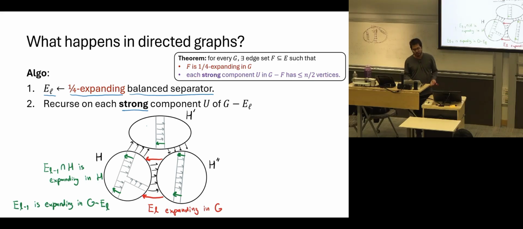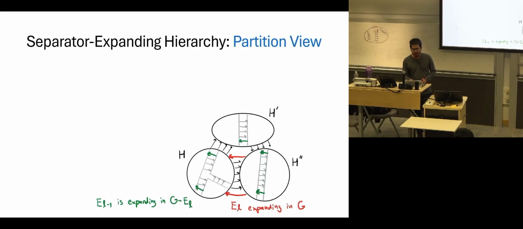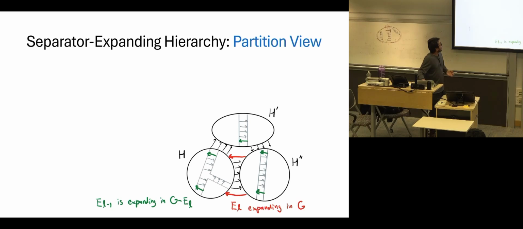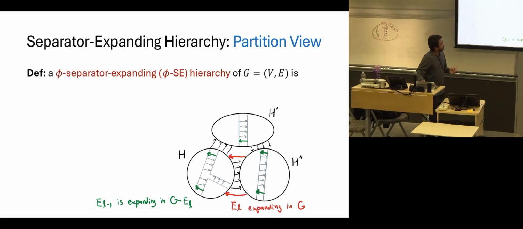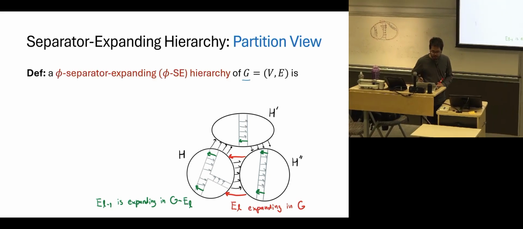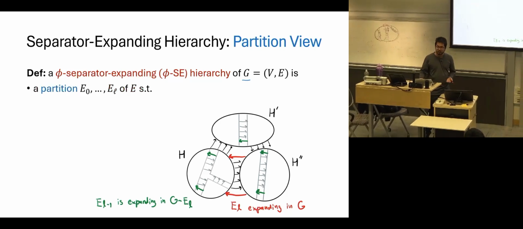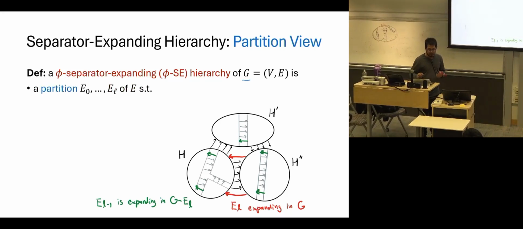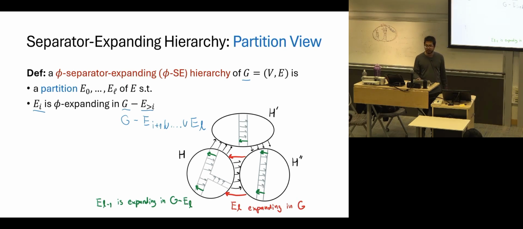So what you can say as a definition then is like a phi SE hierarchy of a graph G is a partition of edges from E0 up to EL, so that EI is expanding in G minus EI plus 1, EI plus 2, up to EL. So G minus E more than I.